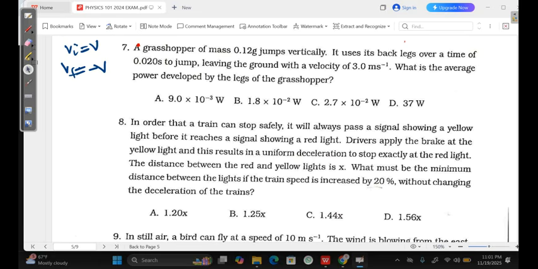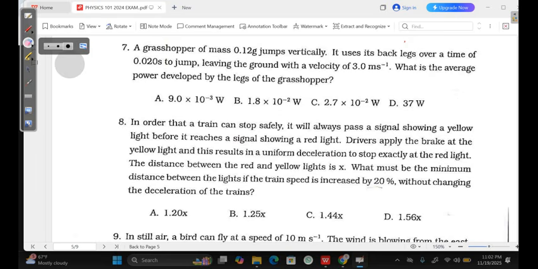What I want you to understand is that as the grasshopper is jumping vertically, there is energy that is going to be gained. Because there is velocity, there is kinetic energy. The kinetic energy that is gained is the same as the work done. So as the grasshopper jumps from the ground going up vertically, the kinetic energy gained is the work done by the legs.